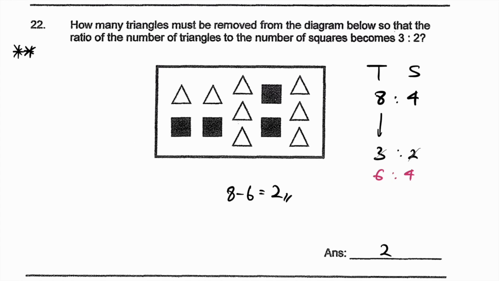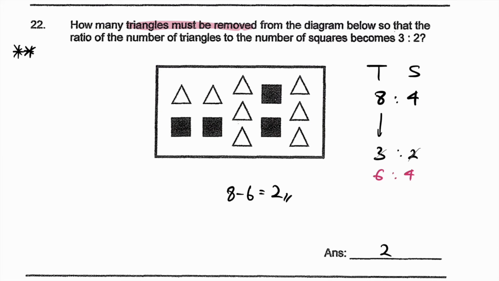Well, the first thing you should know for this question is that we are removing triangles. In other words, squares remain the same. Yes, okay. So they want the final ratio of triangles to squares to become 3:2. Well, what do we have right now? We've got triangles, 8 of them, 2, 4, 6, 8. We've got 4 squares right now.